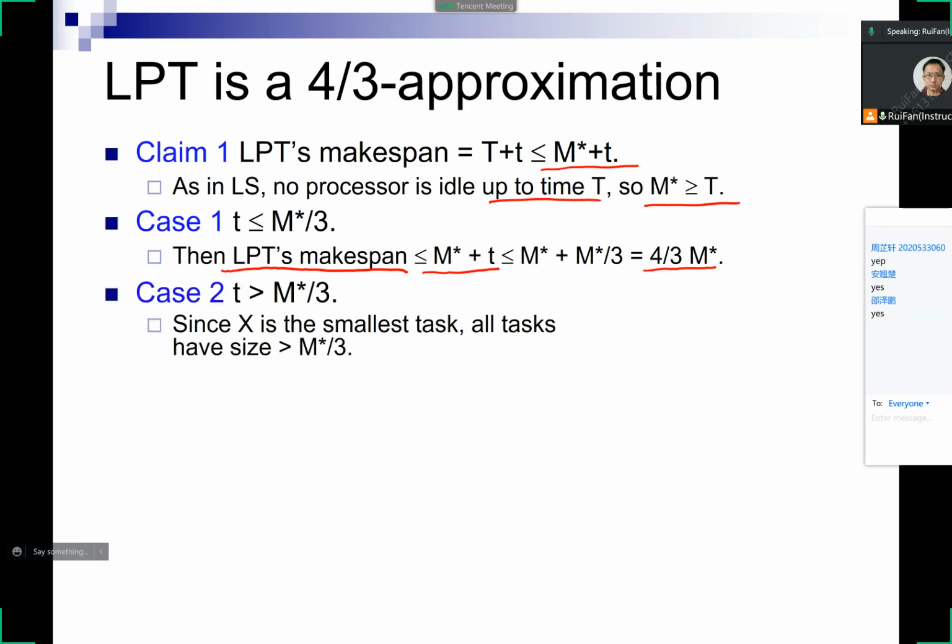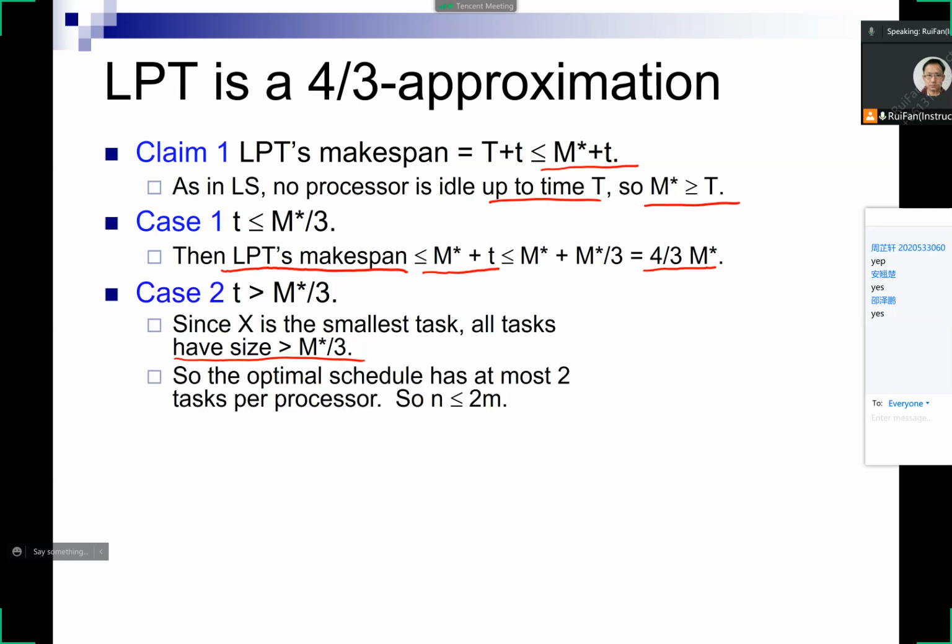The other case is where the last job is larger than M star over 3. Because we said X has to be the smallest job, because it starts last, all of the other jobs have size bigger than X's size, which is M star over 3. So all of the jobs have size strictly larger than M star over 3. That means if you look at the optimal schedule, you can put at most two tasks onto each processor.